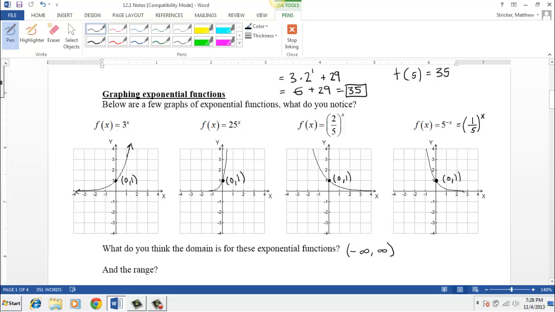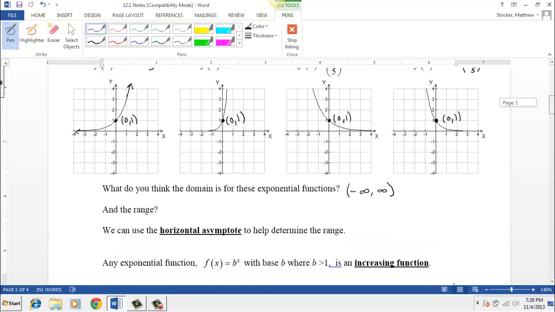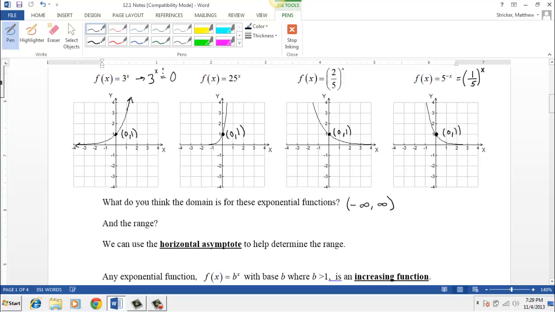Does it actually ever equal 0? Well, I guess the question you have to ask here is, is there a 3 that I can raise to any power and ever get 0? Is that possible? And I think you can come to the conclusion that no, that is not possible. I can get really, really small, but I can never actually reach 0. And this is where this idea of what we call a horizontal asymptote comes in.